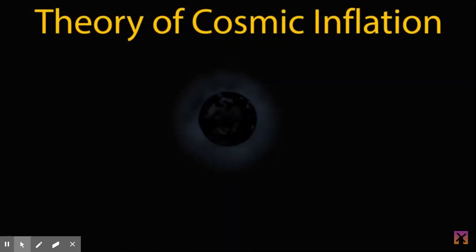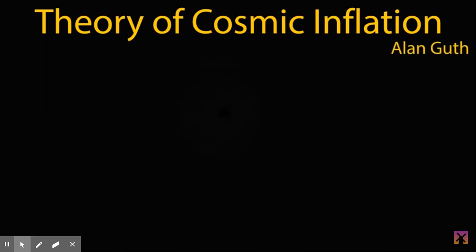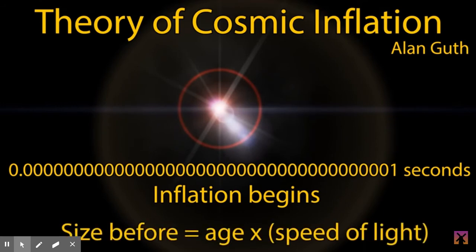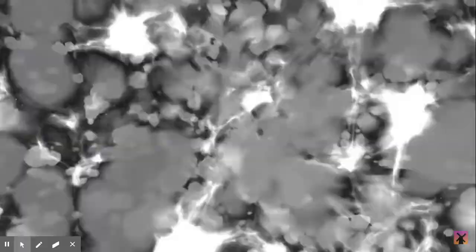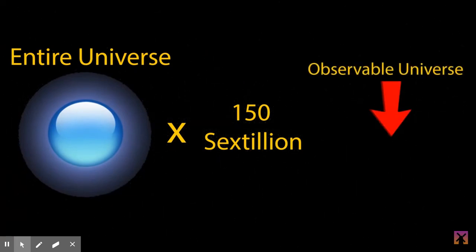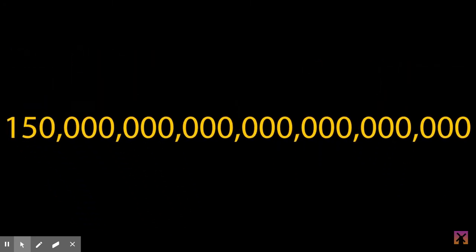According to the theory of cosmic inflation that was proposed by Dr. Alan Guth, if it is assumed that cosmic inflation began at 10 to the negative 37th of a second after the Big Bang, and with the assumption that the size of the universe before inflation began was equal to its age times the speed of light, then this would seem to suggest that at the present day, the entire universe is 150 sextillion times larger than the observable universe. That number for reference looks like this, with this many zeros. Let this number sink in for just a moment.